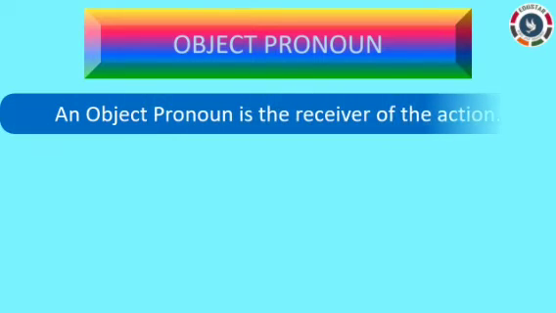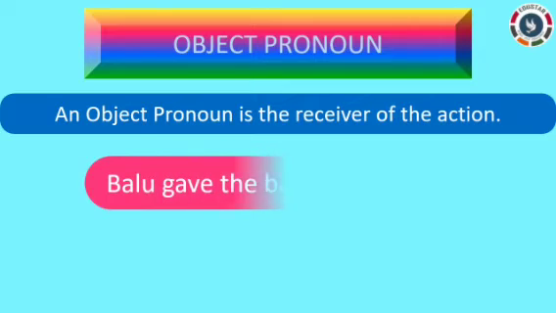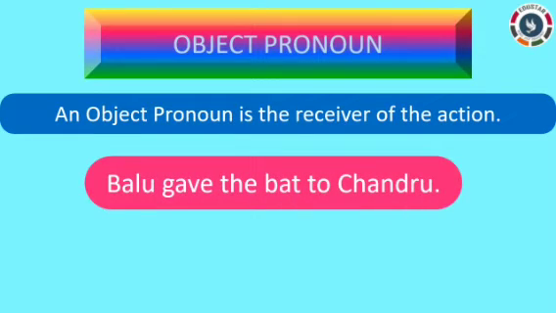The second type of personal pronoun we saw was object pronoun. Object pronoun replaces the object noun. That is, the noun which comes after the verb or the person who receives the action. For example, Balu gave the bat to Chandru. Here, who is doing the action? Balu. And who is receiving the action? Chandru. So, Chandru is called the object noun.